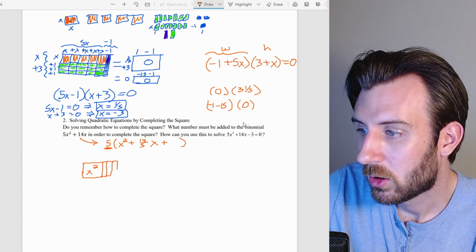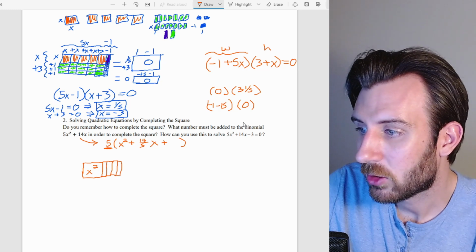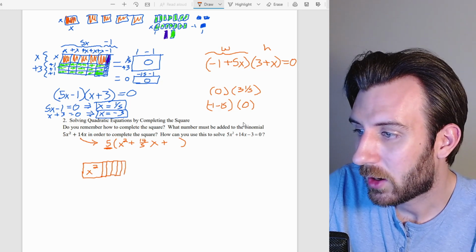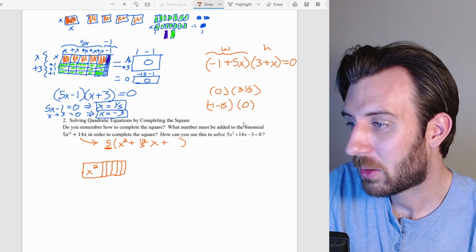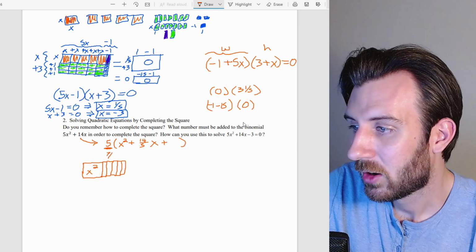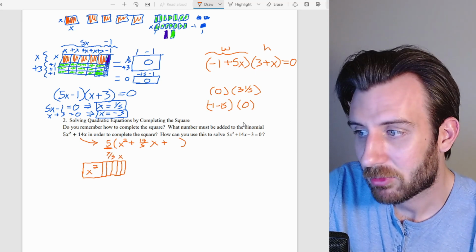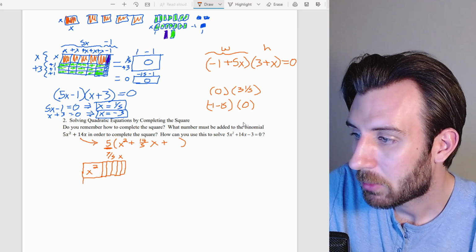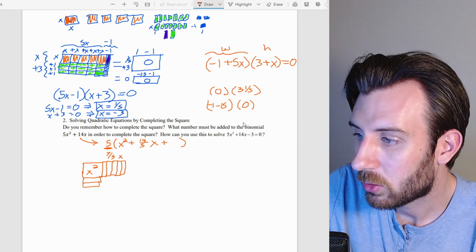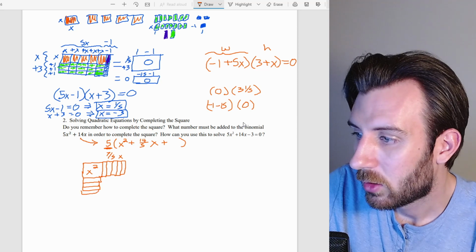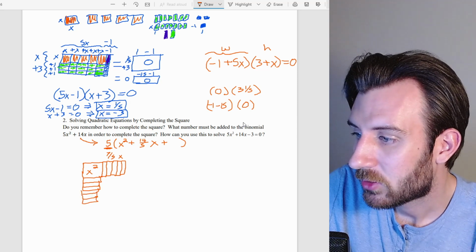7, 1, 2, 3. I'm trying to draw them skinny so that they look like they're a fifth as wide, but I'm not going to be able to do that and still have it appear here. So we'll just say that these are 7/5 of my x, half of my 14, 7/5 of them. And I'm going to put 7/5 of them down here. 1, 2, 3, 4, 5, 6, and 7.